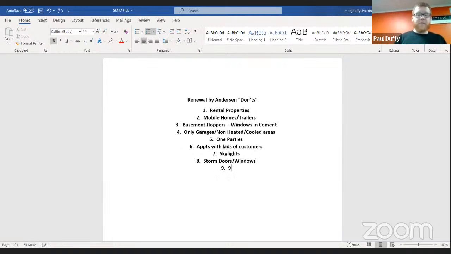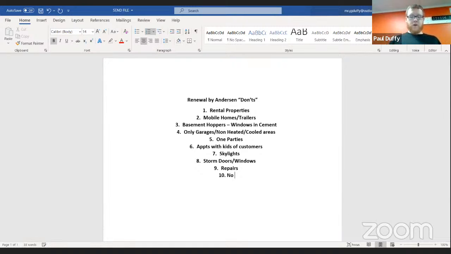And finally, we don't do repairs. We do not repair other people's windows. That's not what we do. We do replacement of windows. We do not do repairs. And I'll add to that too.